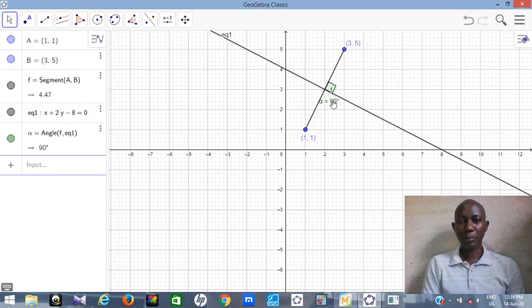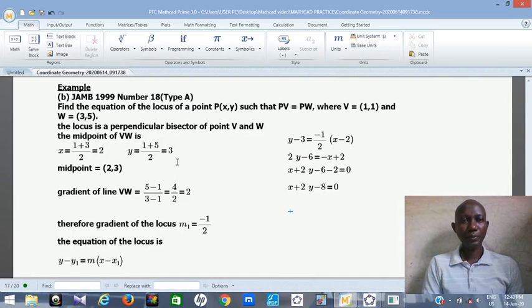So you should be able to interpret your question when it comes out in exam. You can see the angle is 90 degrees and it passes through the middle. So from that point to this point, you can see the answer we got. When x is 2, the midpoint, y is 3. So actually the perpendicular bisector, the locus, passes through this point when x is 2, y is 3. So you can see that this answer is correct.